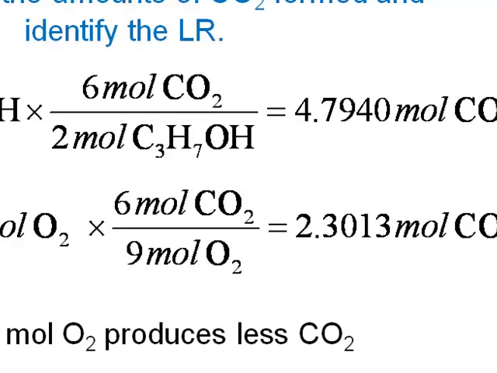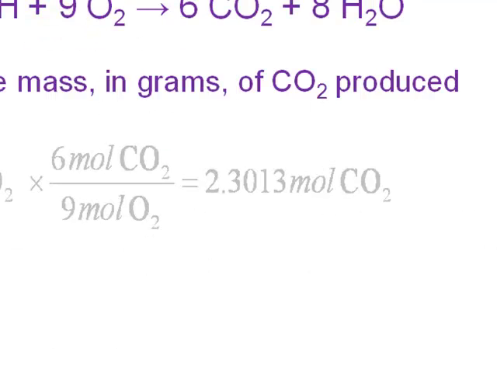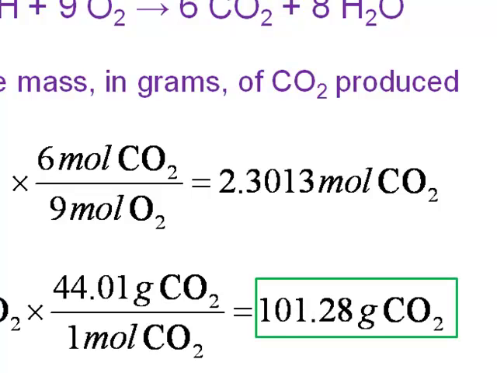We didn't change the problem at all, so we expect the same results. And from that, we could determine, if we wanted to, the grams of CO2. So, step B, calculate the mass in grams of the CO2 produced. Once we find the moles of the CO2, which is 2.3013, we then multiply by the molar mass of the CO2 here. Molar mass of CO2 there, and you get 101.28 grams of carbon dioxide produced in the reaction. So that would give you the amount of CO2 produced.